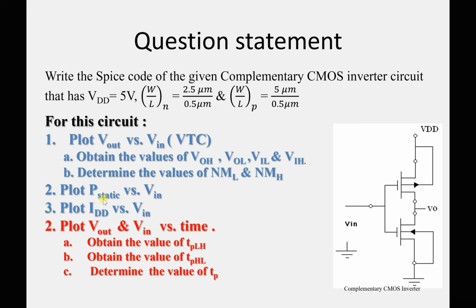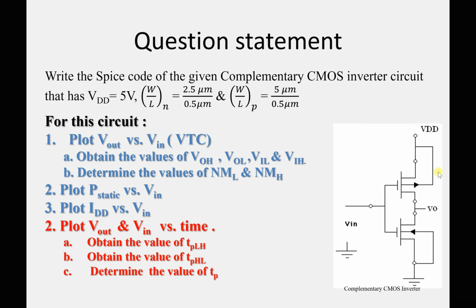Next, we plotted V static versus V input. We didn't plot IDD versus V input, it's okay. We were able to get the value of IDD low, IDD high, and IDD peak by plotting the power plot. Next, we changed the settings in the circuit such that we were able to plot V output and V input versus time to get propagation delay low to high, propagation delay high to low, and finally the total propagation delay.